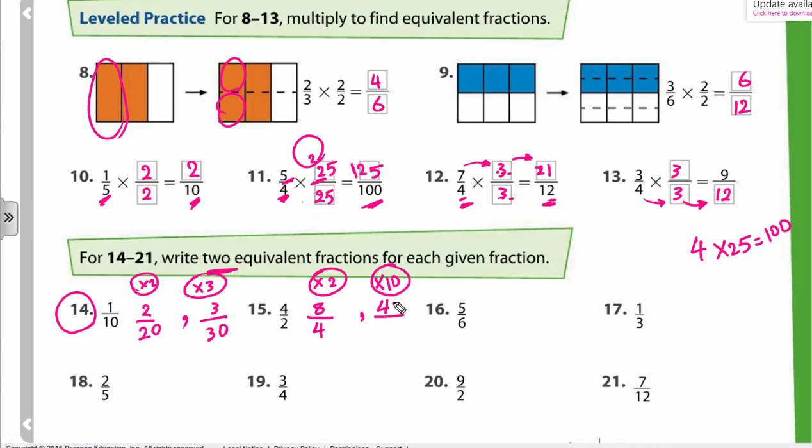Down, in the denominator, it will be 2 times 10. Teacher, I have 20. Great work. Thank you.